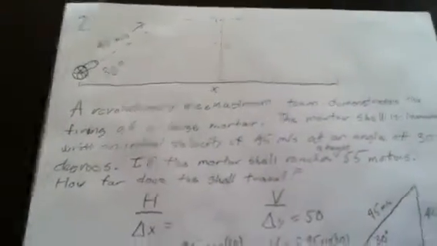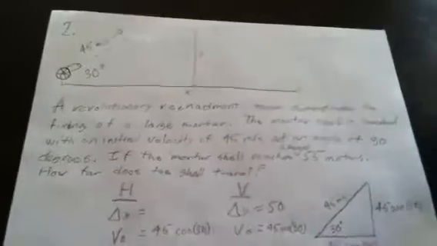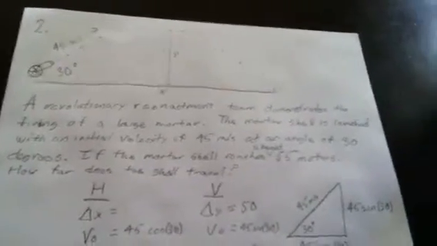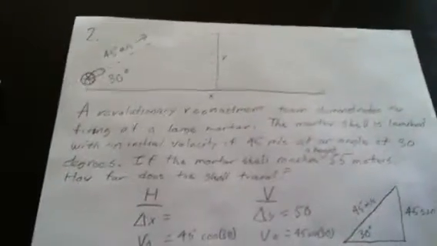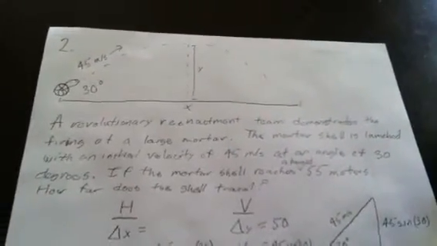Let's try our second problem. A revolutionary reenactment team demonstrates the firing of a large mortar. The mortar shell is launched with an initial velocity of 45 meters per second at an angle of 30 degrees. If the mortar shell reaches a height of 55 meters, how far will the shell travel?